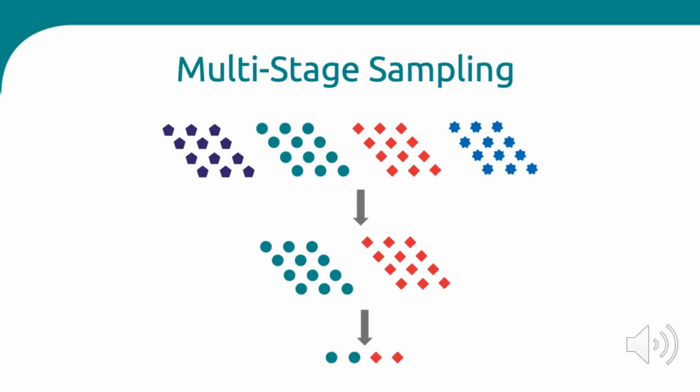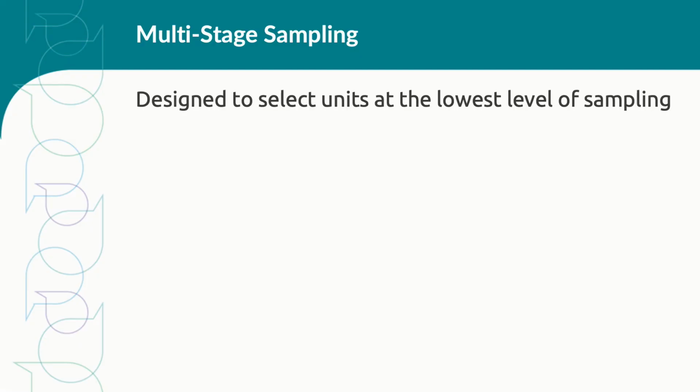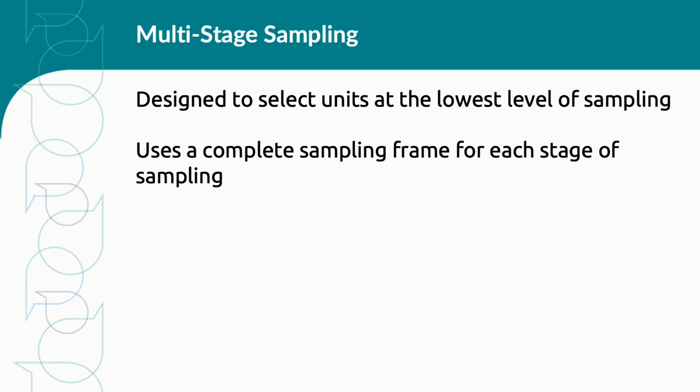This video explains a third sampling strategy called multi-stage sampling. Multi-stage sampling is designed to select units at the lowest level of sampling. It does this by using a separate sampling frame for each stage of sampling.